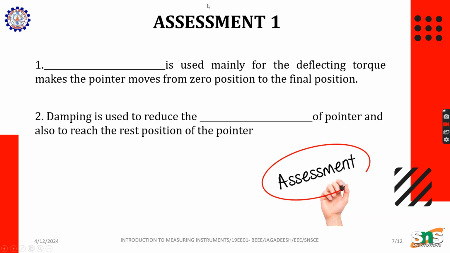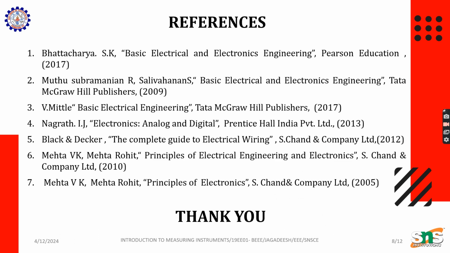So just refer here, there is a small assessment. An electromagnet is used mainly for the deflecting torque, to make the pointer move from the zero position to the final position. And damping is used to reduce the oscillation of the pointer, for stability of the pointer to reach one value. When you want to learn more, please kindly refer to these books to understand more about the torques required. Torque is also described as a force required for an instrument.